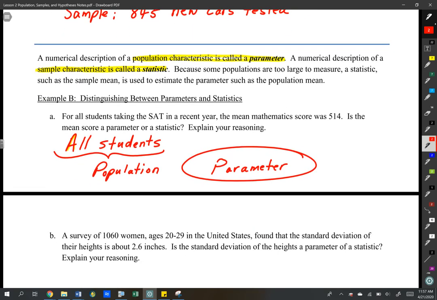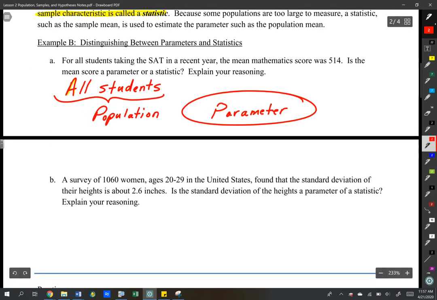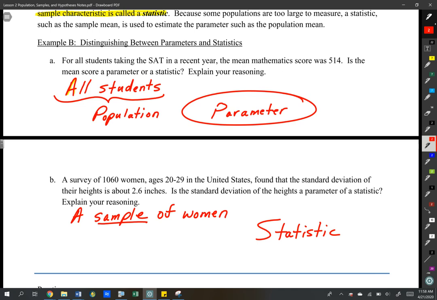A survey of 1,060 women ages 20 to 29 in the US found that the standard deviation of their heights is 2.6 inches. Is the standard deviation of the heights a parameter or a statistic? Right. Because we're looking at a specific group of women, a sample of women, we know that we're talking about a statistic. We're not talking about all the women in the United States ages 20 to 29. We're talking about just 1,060 of them.